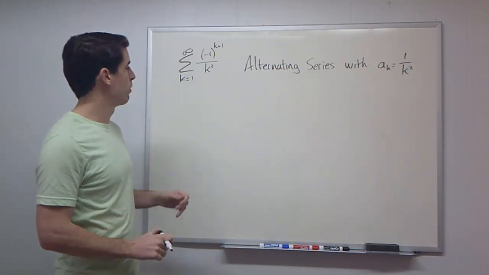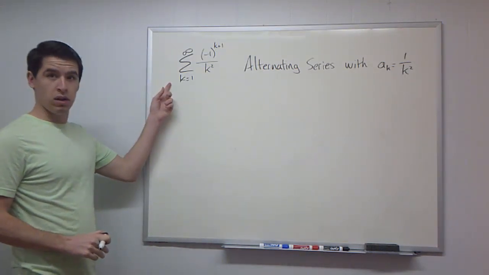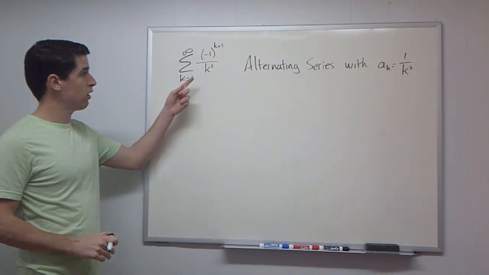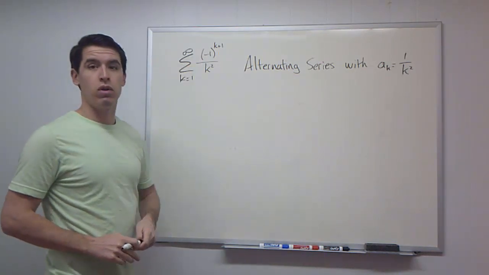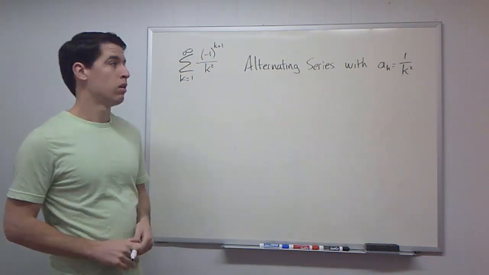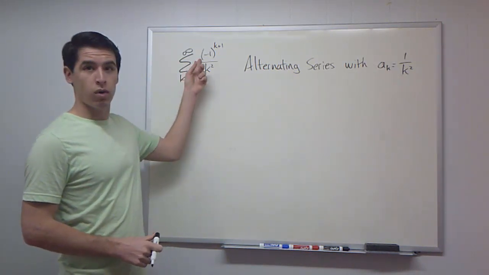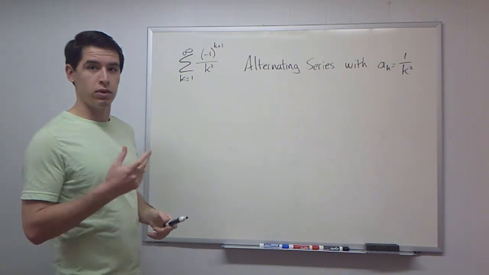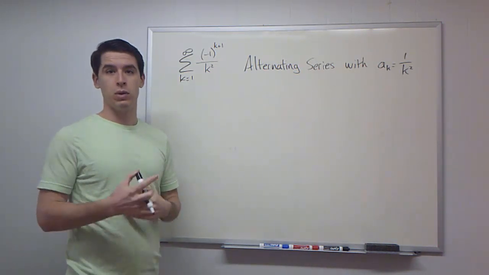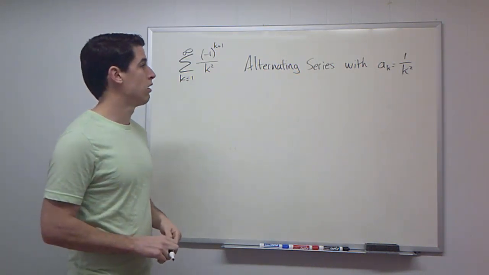In this example, we're going to look at the series from k equals 1 to infinity of negative 1 to the k plus 1 divided by k squared. We'll note that this is an alternating series because we have the negative 1 to the k plus 1, which is going to alternate the terms of this series between positive and negative, right?